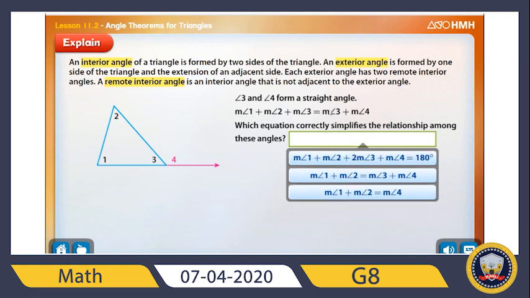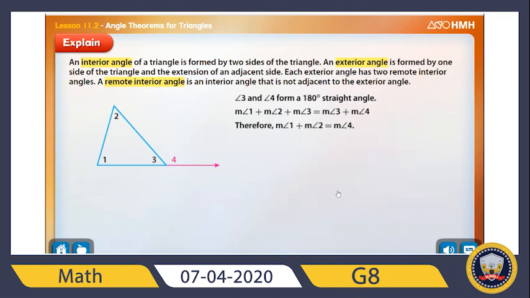Now, what can I say about this equation? Which one is a simplified equation of this? What I'm going to do here, look carefully. I'm going to subtract measure of 3 from both sides of my equation. So I will have measure of 1 plus measure of 2 equals measure of 4. So this is the right equation.